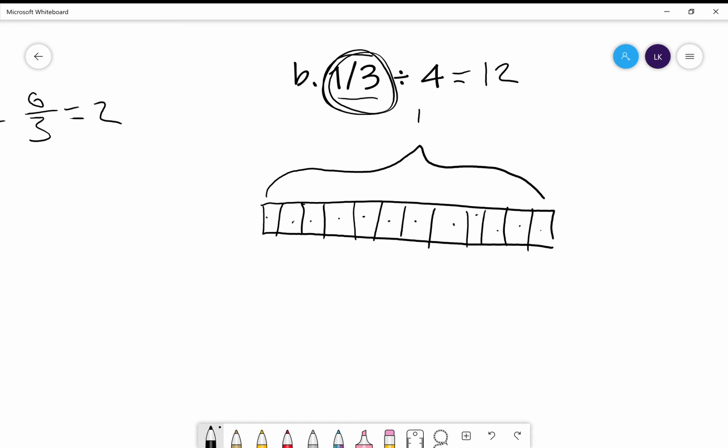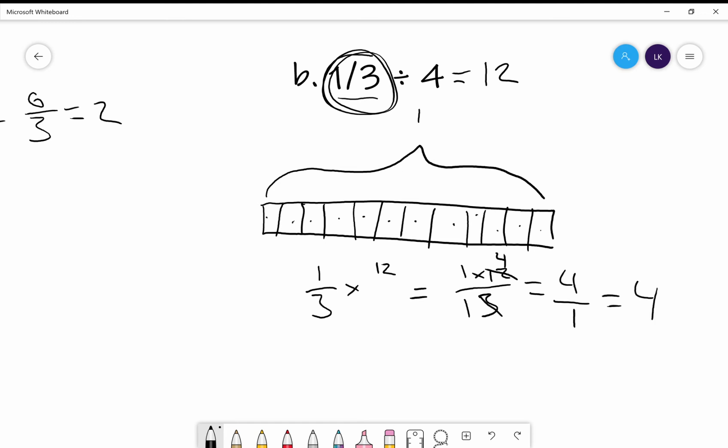Can I double check this? Of course I can. 1/3 times 12 is equal to 1 times 12 over 3. 3 goes into 3 1 time. 3 goes into 12 4 times. 4 over 1, or 4. Looks good to me.